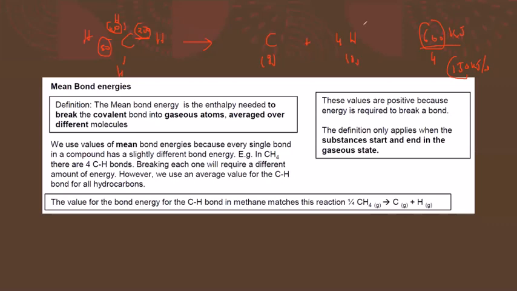So mean bond enthalpy does not give an accurate answer, because this is the average value required to break the bond. And this definition only applies to gaseous substances. We should have the substance in a gaseous state. As you can see, the mean bond energy is the enthalpy needed to break the covalent bond into gaseous atoms, so we should have gaseous atoms to break the bonds.